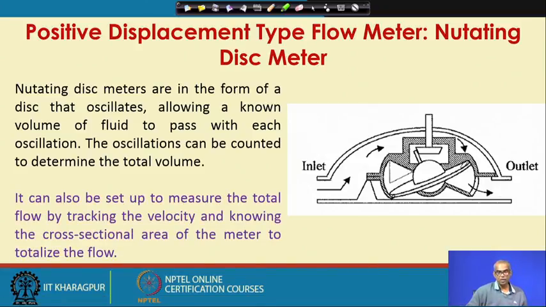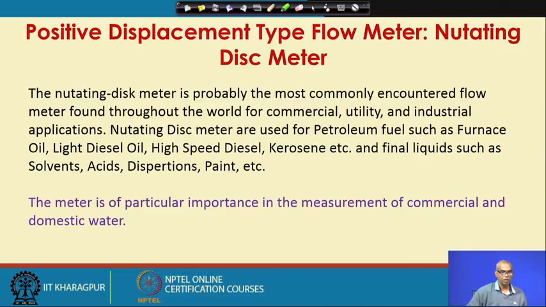It can also be set up to measure the total flow by tracking the velocity and knowing the cross sectional area of the meter to totalize the flow. The nutating disk meter is probably the most commonly encountered flow meter.